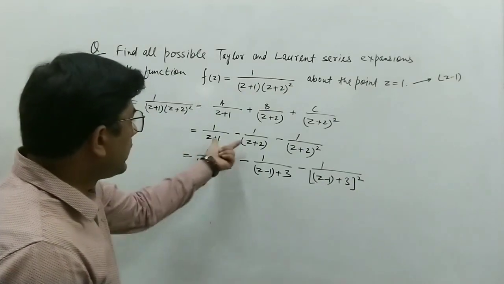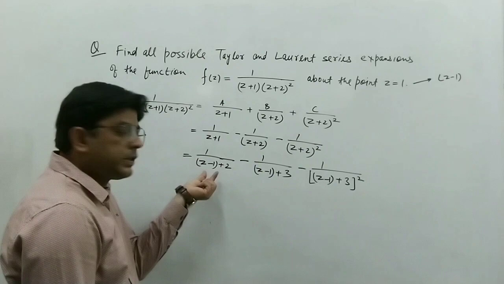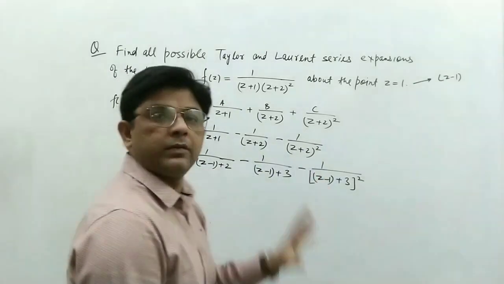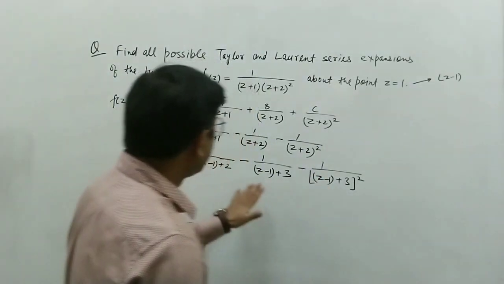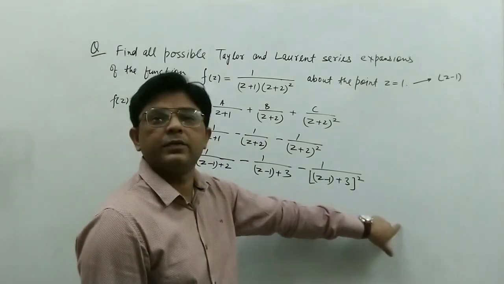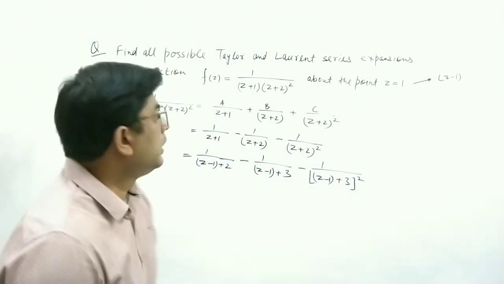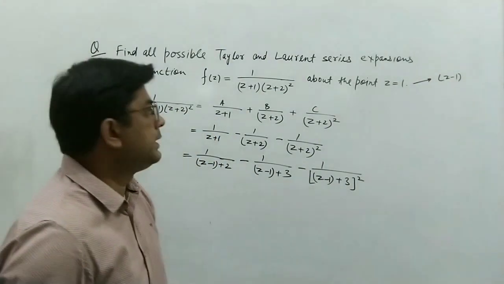Okay, so we have written all these terms in the powers of z minus 1. So this is our final f(z), we have written in this form. Next, we have to find the regions, so in which region we have to find these expansions.